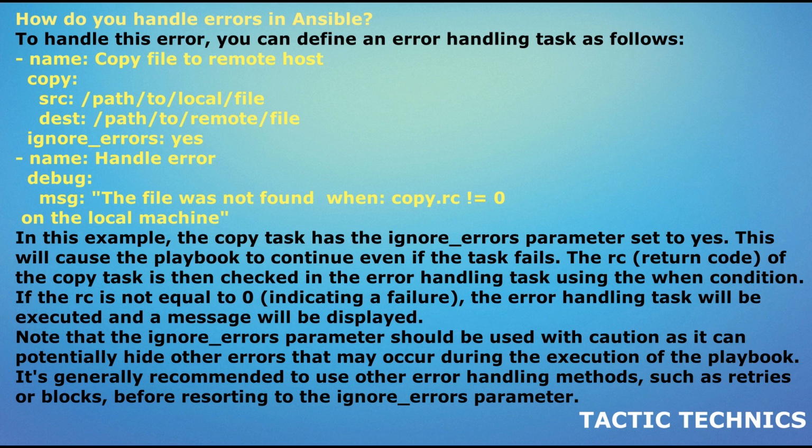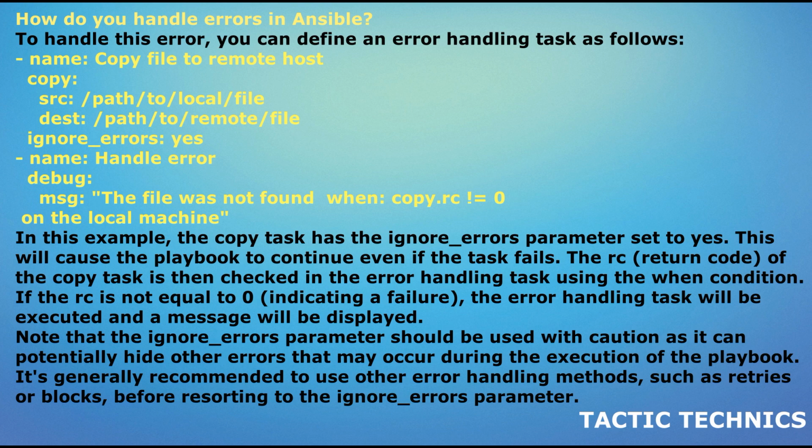Name: copy file to remote host. Copy: src: /path/to/local/file, dest: /path/to/remote/file, ignore_errors: yes. Name: handle error, debug, msg: the file was not found on the local machine, when: copy.rc equals 0. In this example, the copy task has the ignore_errors parameter set to yes.